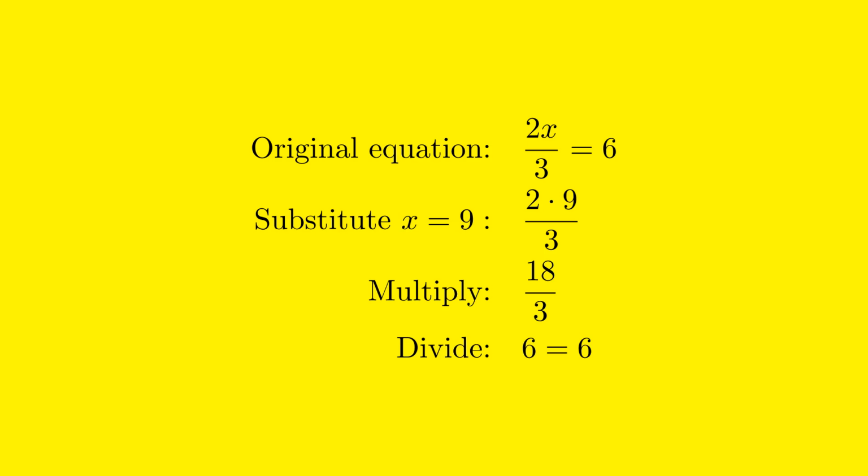This results in 2 times 9 divided by 3. First, we perform the multiplication. 2 times 9 equals 18. Next, we divide 18 by 3. 18 divided by 3 equals 6.